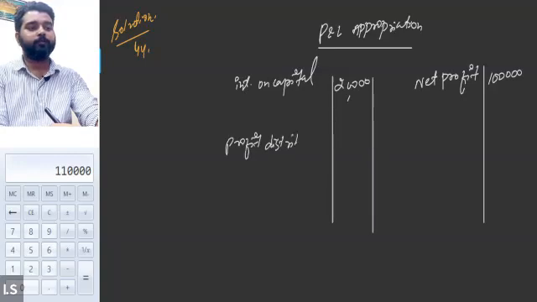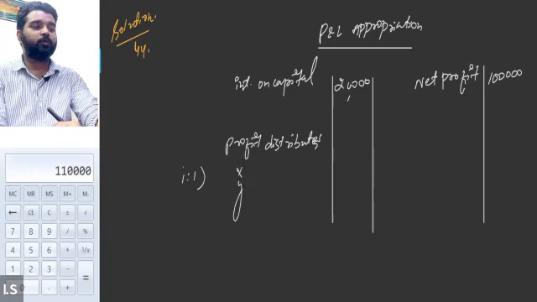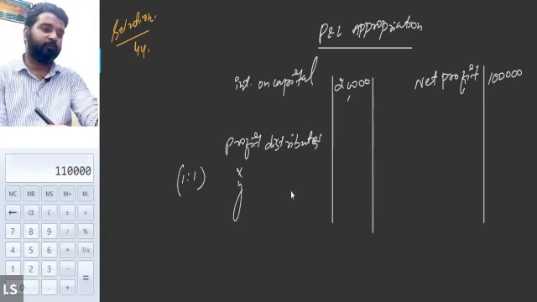Profit is distributed to partners. Let's suppose there are two partners, X and Y, and they are equal partners, sharing profit and losses equally. Could you please tell me how much profit they will get? What will be the share of profit that they will get? Out of 1 lakh, they will subtract 20,000. So 80,000 will be the divisible profit.